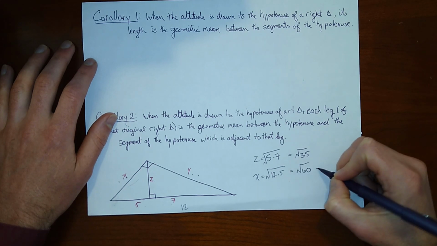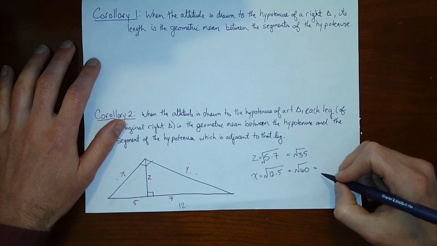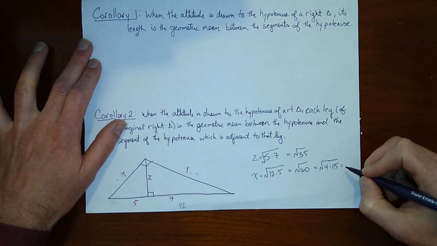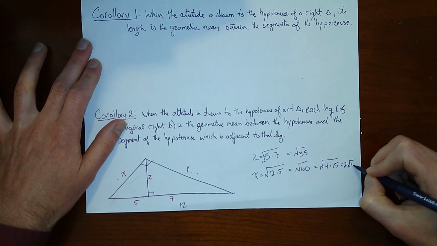So square root of 60, which is root 4 times root 15. And root 4 is 2. So it's 2 root 15.